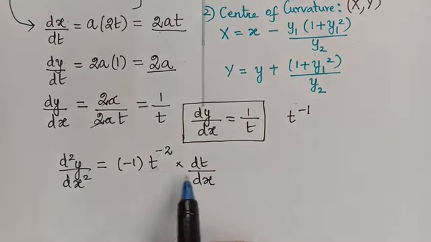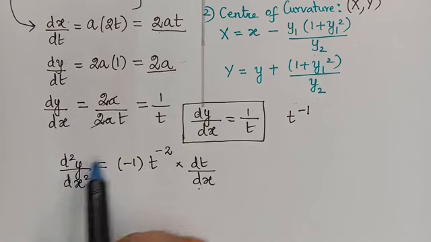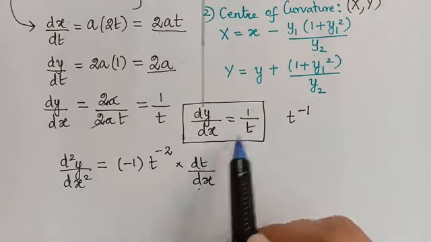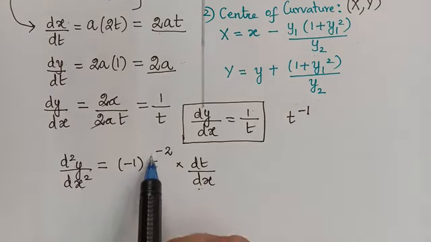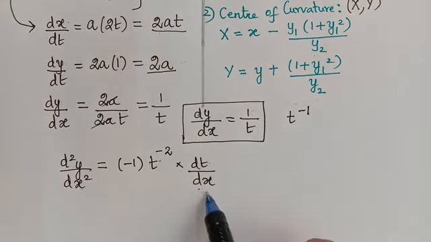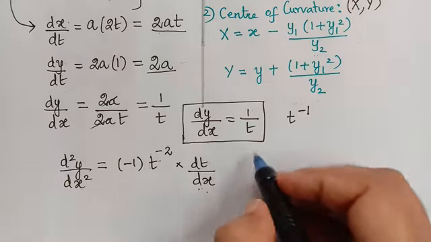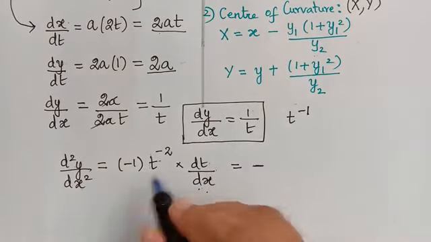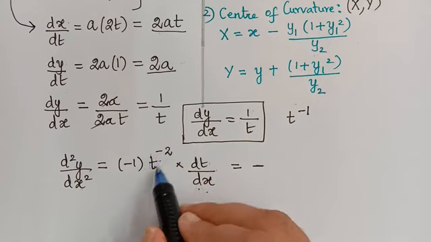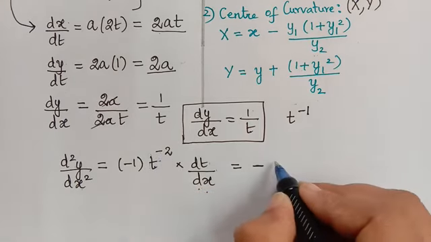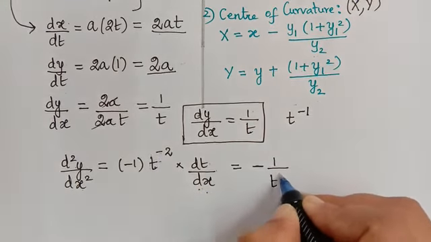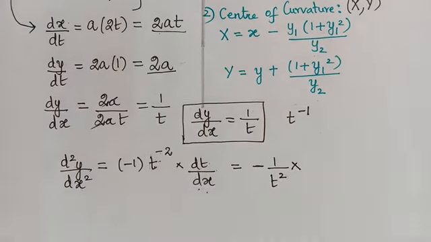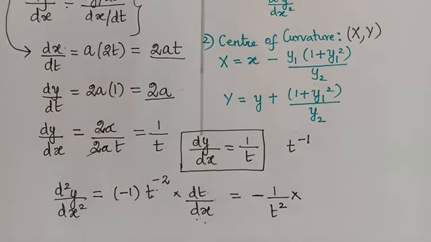So we have to use the chain rule here because we are differentiating this with respect to x, but this is in terms of t. In that case, we have to again differentiate t with respect to x by using the chain rule method. So what will this be? This will be equal to minus t to the power of minus 2. T to the power of negative 2 can be written as 1 by t squared, multiplied with dt by dx. For that, we have to look into this.